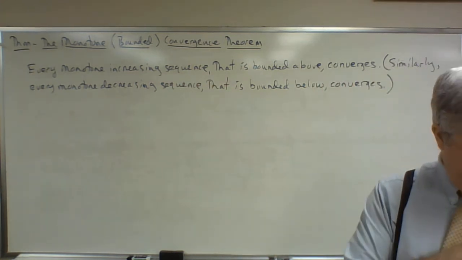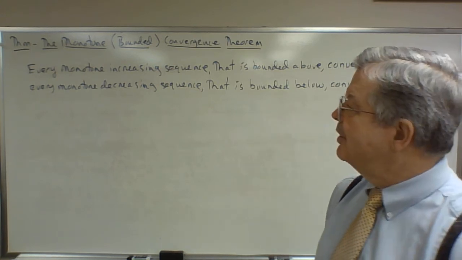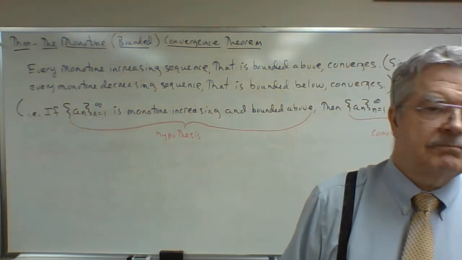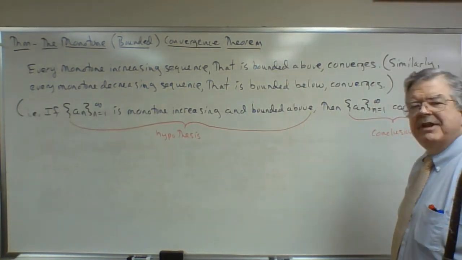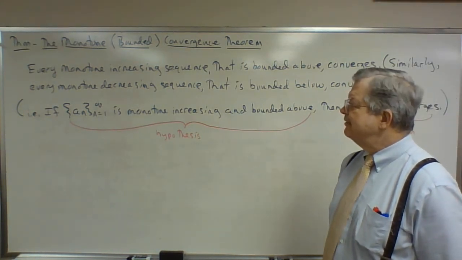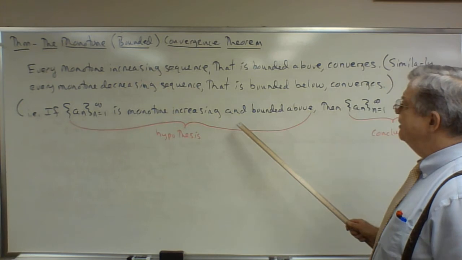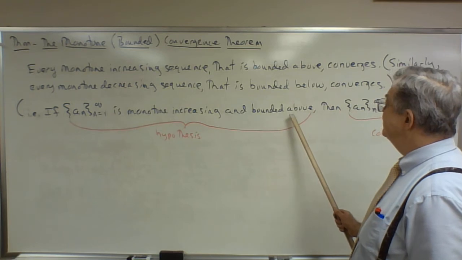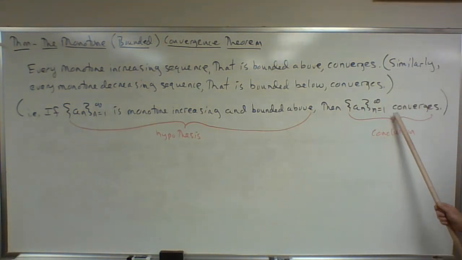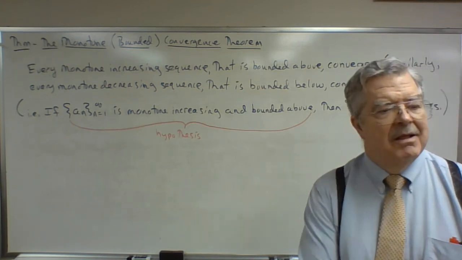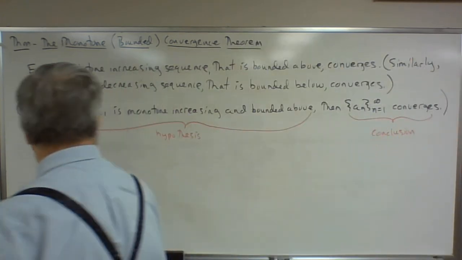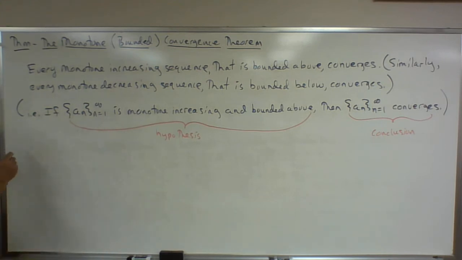And in order to help us prove the theorem a little bit more easily, I'm going to restate it as a conditional statement. Here's a restatement of the theorem as a conditional statement. If A sub n is monotone increasing and bounded above, then A sub n converges. So let's do our proof. And to start off, I hit the chicken switch. Here's what I do. I'll just restate the hypotheses.